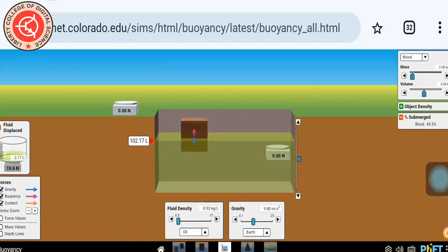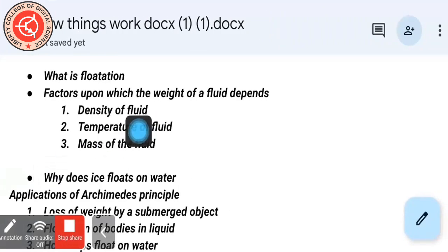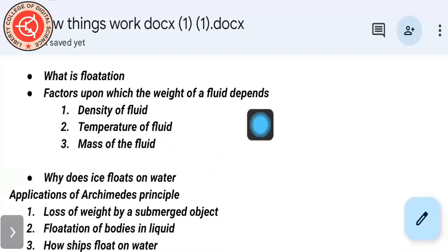Okay, let me maintain water first. 2.0 liter, and then I will just change the fluid density. Now, by changing the fluid density, it means that something is happening. So, by varying the density of the fluid, temperature of the fluid, mass of the fluid, you can get different weights of liquid, even if they have the same substance. But if the density is not the same, the temperature is not the same, the weights will be changing.